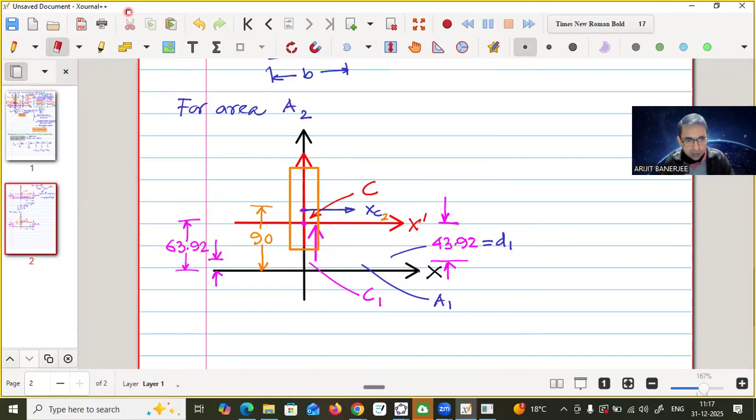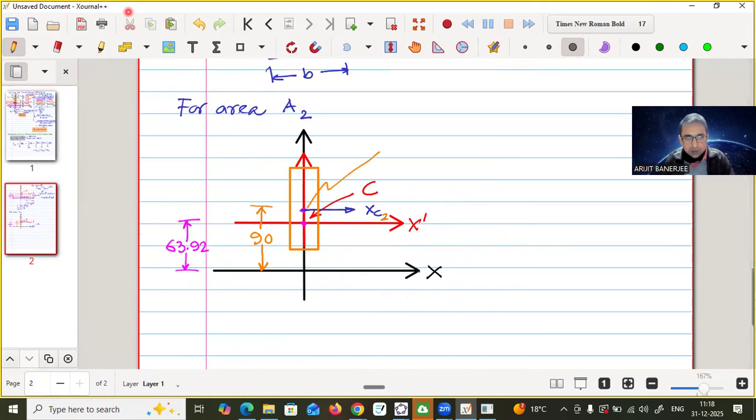So the remaining we can delete. The C1 is not needed anymore. We will mark that. This is not needed. This is also not needed. Next, we will mark. This is C2. It is at 90. And therefore, what is this distance? 26.08.